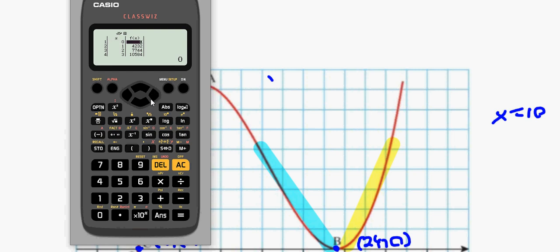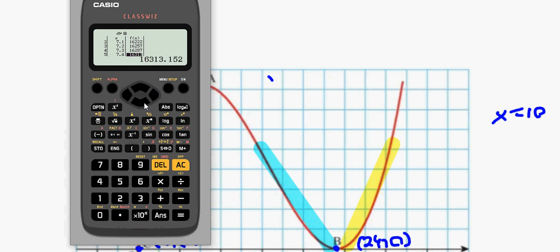Where's your maximum? It's around 8, isn't it? Is that what it has in the book? How do I find the maximum volume exactly, can anybody tell me? What could I do between 7 and 9? Yeah, I could go again. 7 to 9, step of 0.1. Let's go again. Where is it?